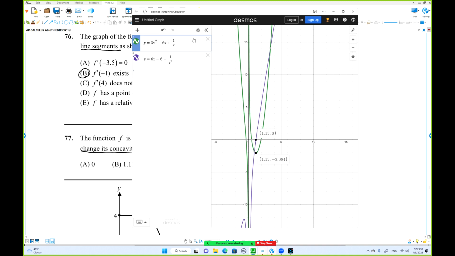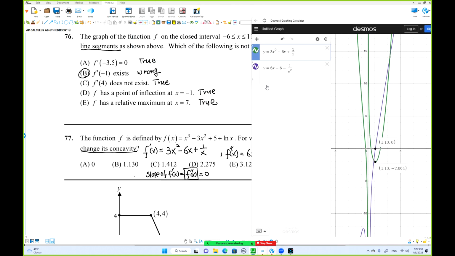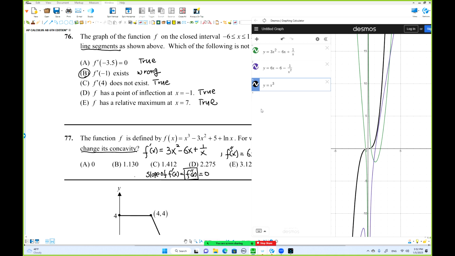I'm going to put up here the original. Original is this one: y equals x cubed minus 3x squared plus 5, and one more, plus ln x. Okay, that's the graph. This is the graph over here, all the way down.